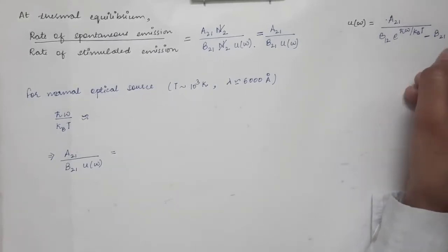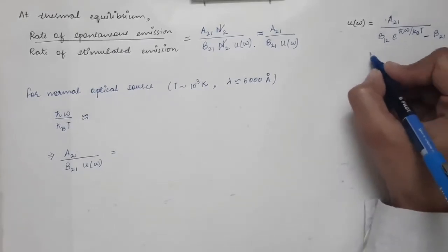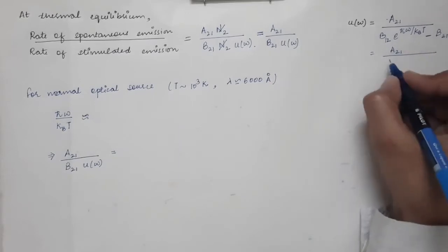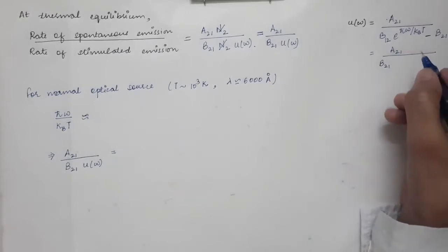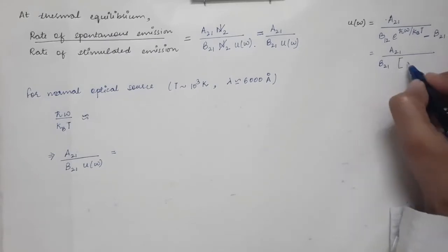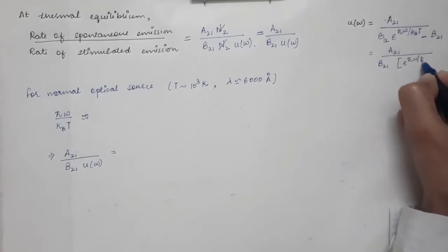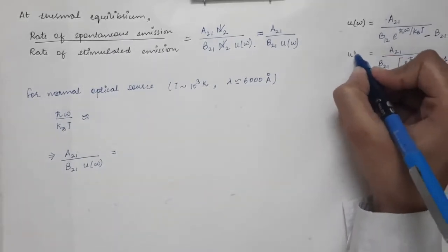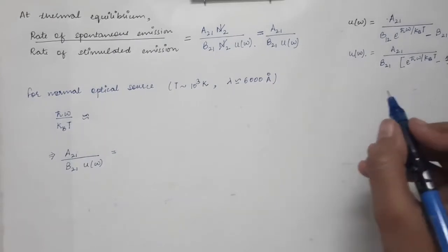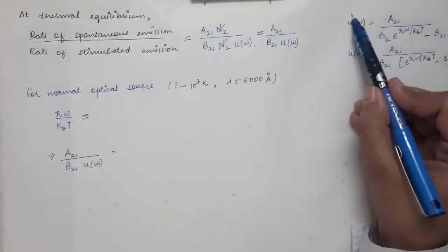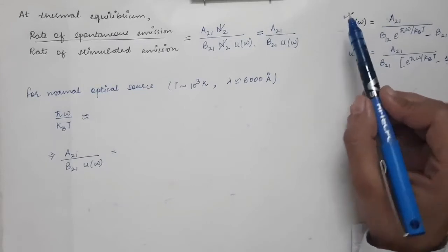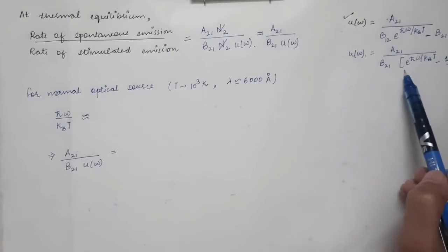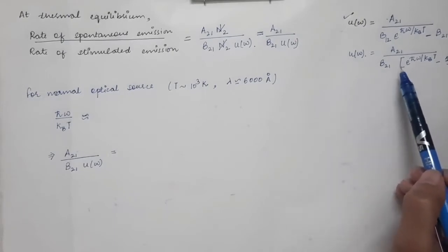So B12 is equal to B21. So we can write A21 divided by B21, and we can take this common. Inside the bracket you will be left with e power h cut omega by kBT minus 1. So this is equal to U of omega. Firstly, this equation has been derived after using the condition of thermal equilibrium. This is the equation for the case of thermal equilibrium.